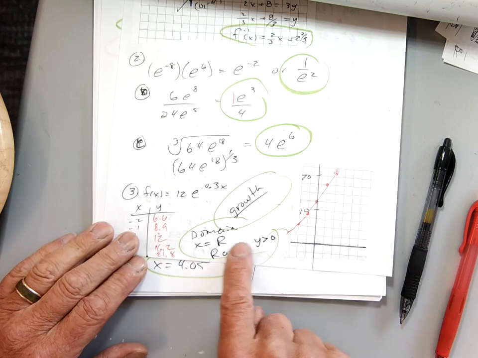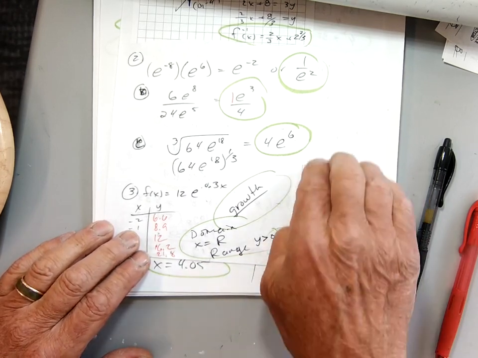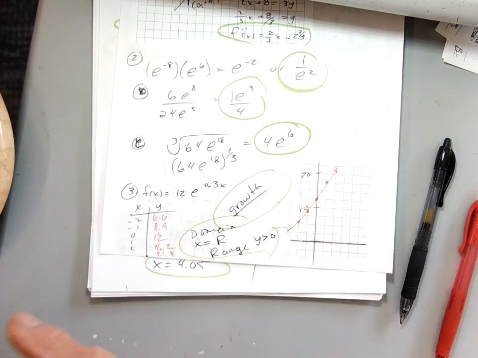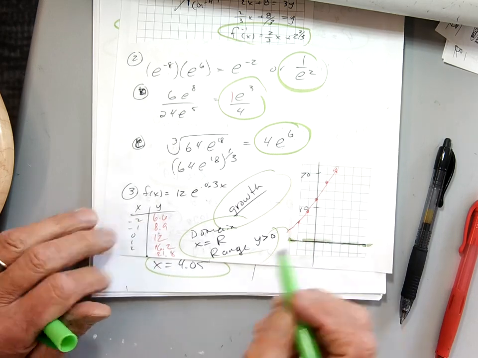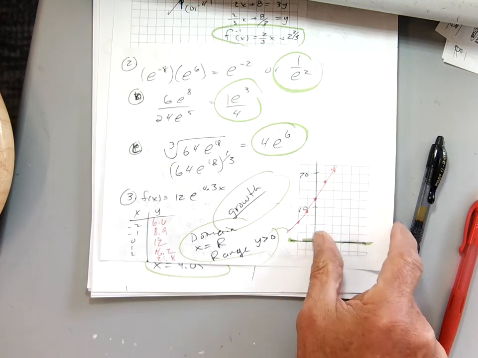Domain's all real numbers. Range is y is greater than 0, because we now have a vertical asymptote here. It will never reach 0. We've learned that before, okay?